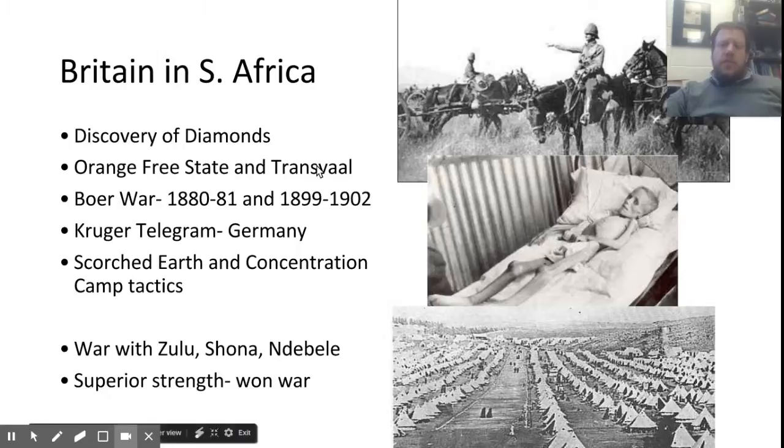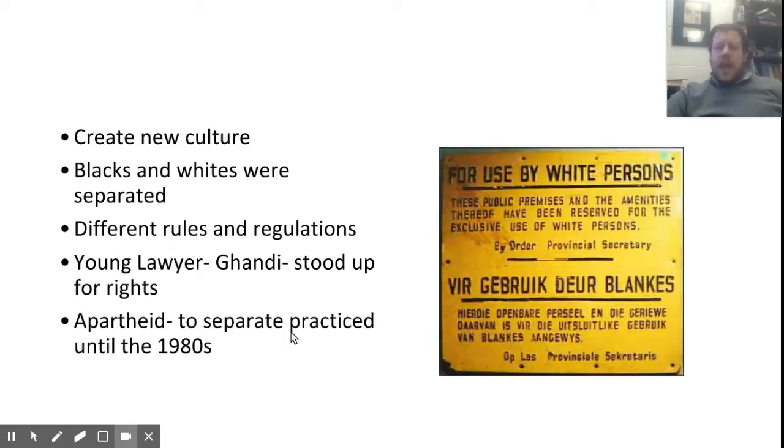And in this Boer War, they use a lot of scorched earth tactics and concentration camps. You actually see pictures here of the camps that the Boers were locked up in as the British took over and moved in, trying to put down revolts and those kind of things. You also saw a war happen with the local tribes of African populations, the Zulus, the Shona, and Ndebele, who tried fighting against the British with their traditional weapons, so spears and shields versus machine guns. And through much of the superior strength, the Britons ended up winning.